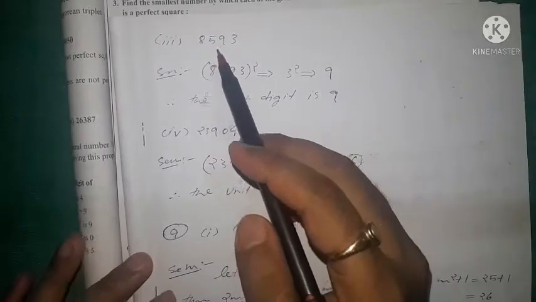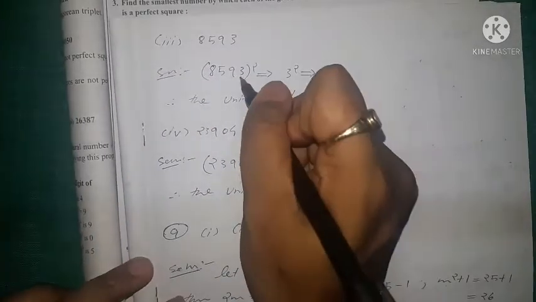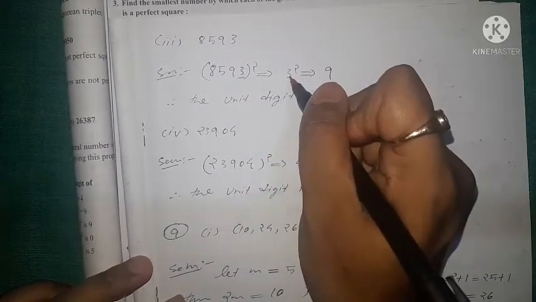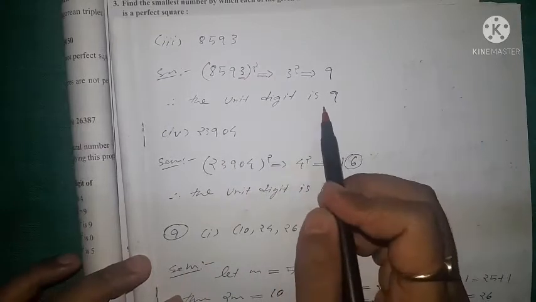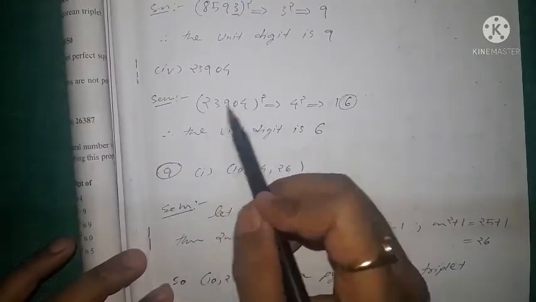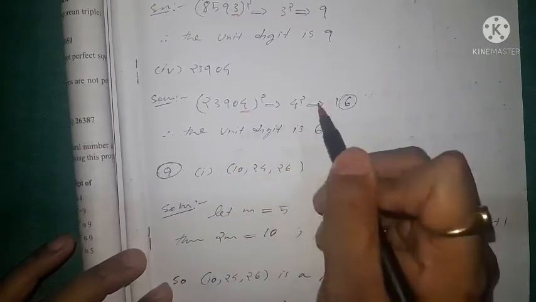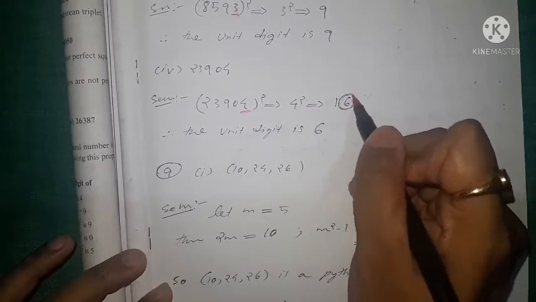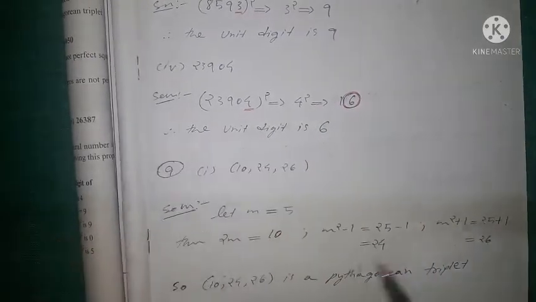Similarly, the third number is 8593. If we square 8593, the unit digit is 3, so it becomes 3 square, and 3 square is 9. So the unit digit in the final answer is 9. Again, 23904: if we square this, the unit digit is 4, so it becomes 4 square, and 4 square is 16, so the unit digit is 6 in the final answer. Then let's move to question number 7.